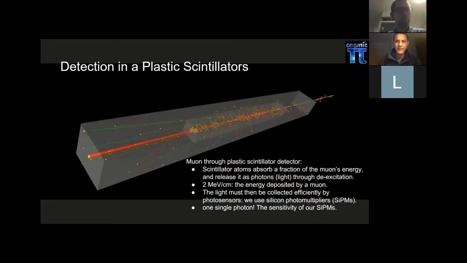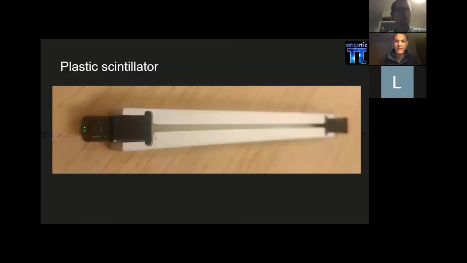Next slide, please. I think the next slide will show you essentially a photo of one particular geometry of plastic scintillator. What you can see here is the central white bit. The plastic scintillator here is actually a bar. It's about 1 centimeter large, a bit less than 1 centimeter thick, and 20 or so centimeters long.